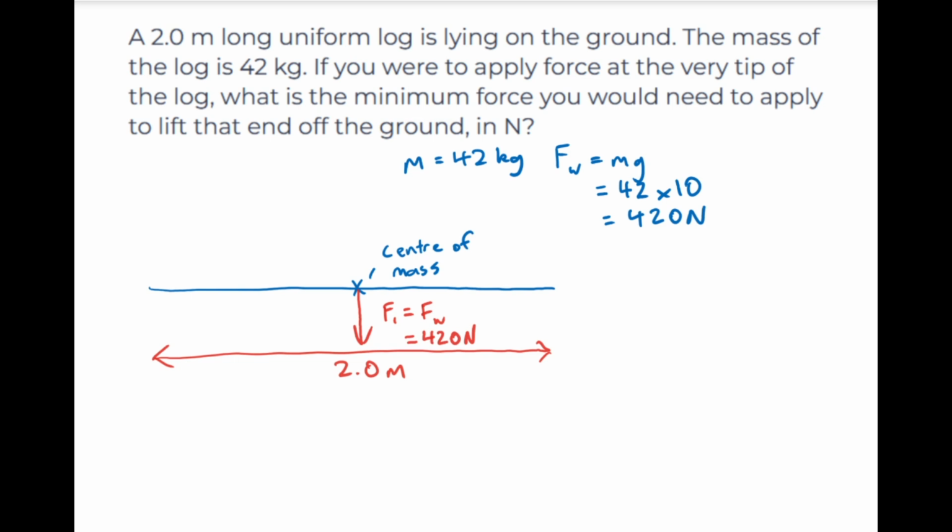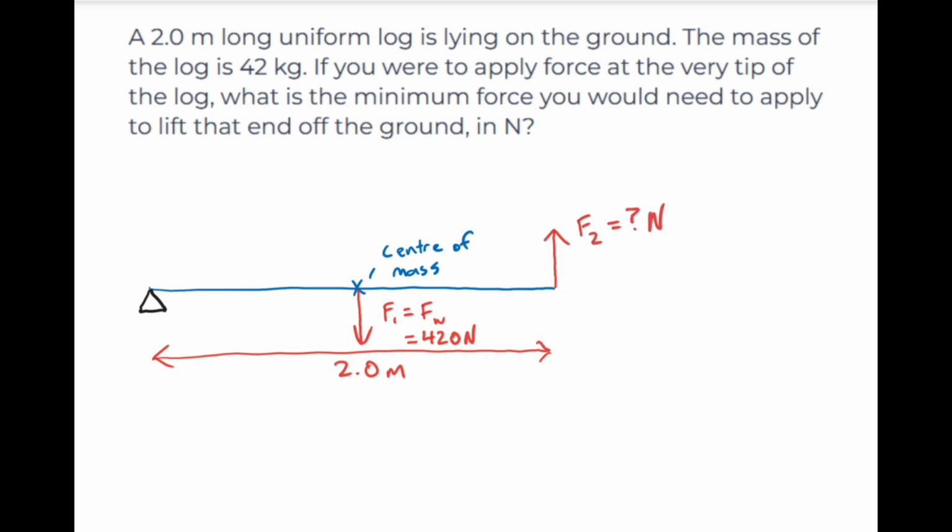We can select one end of the log to be the fulcrum, and so let's draw a triangle to represent the fulcrum. This is the axis of rotation. The lifting force will be applied at the very end of the log. So on the opposite side, we will draw another force vector. Let's label it force 2. This will be directed upwards, and we want to find the magnitude of this force. So F2 equals question mark in newtons.